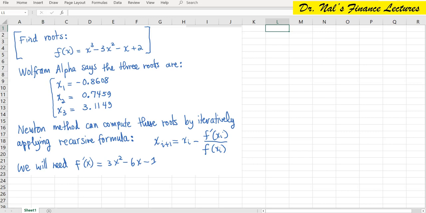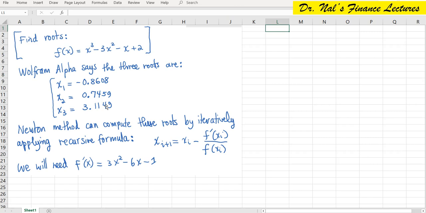Consider the following example. Again, we are given this polynomial f of x equals x cubed minus 3x squared minus x plus 2, and we would like to find the roots of this polynomial, meaning the x values which will make this whole expression equal to 0. When we plug this polynomial into a website like Wolfram Alpha, it gives us that the solutions should be those 3 values.